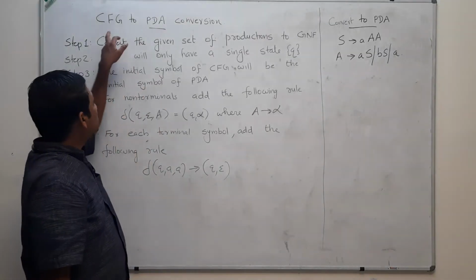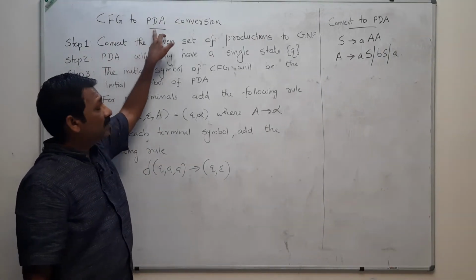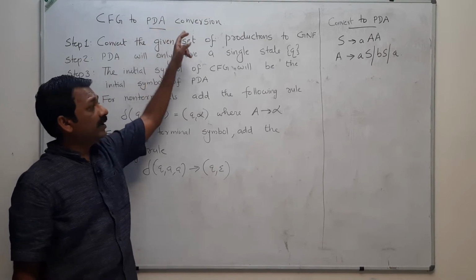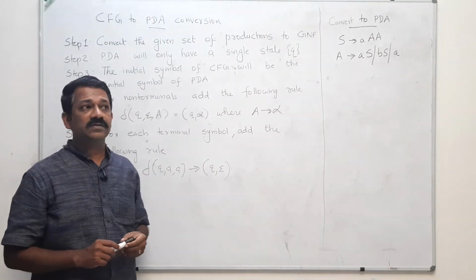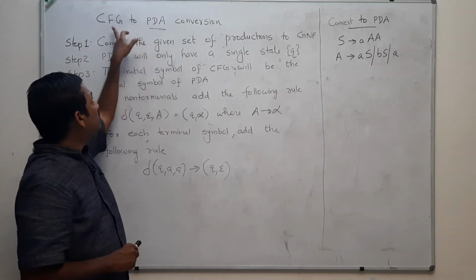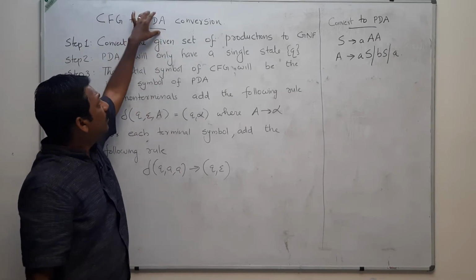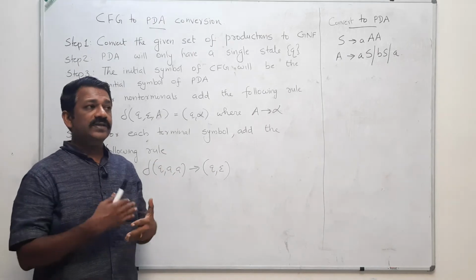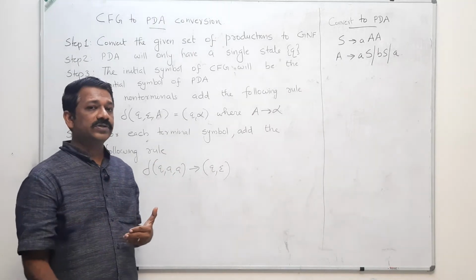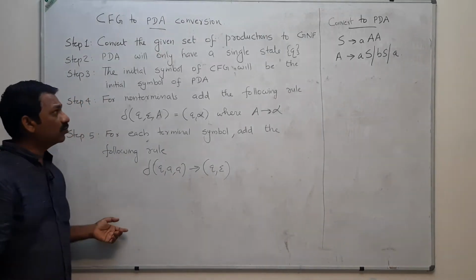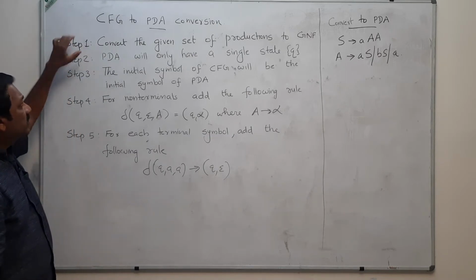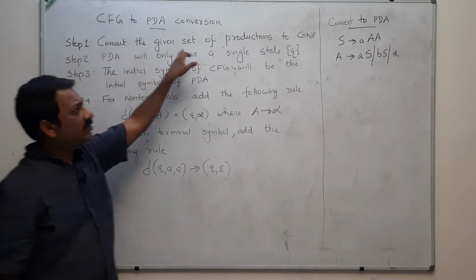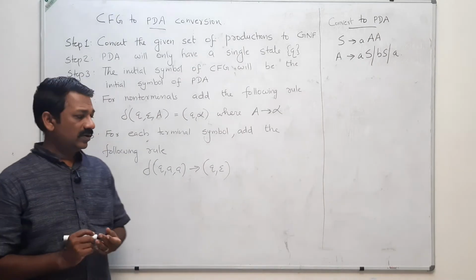Today we are going to discuss how a context-free grammar can be converted to a PDA. In the previous class, we discussed that PDA and CFG are equivalent and how a PDA can be converted to a CFG. And now it's very easy to convert a context-free grammar to its equivalent PDA. Here are the rules for doing this: first of all, we have to convert the given set of productions into GNF.